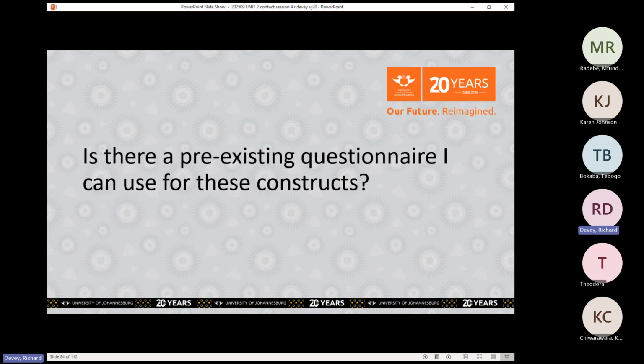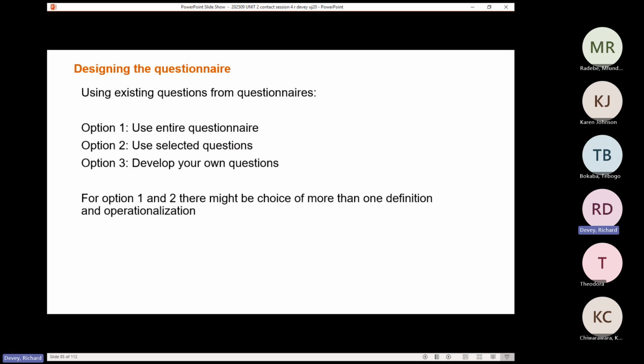Okay. So one of the questions the student needs to ask is, is there a pre-existing questionnaire that you can use? Because you don't want to reinvent the wheel if the wheel is already made. So when you're doing research and you want to use a questionnaire, you can either use an entire questionnaire that's been used before, or you can use selected questions from a questionnaire, or you can develop your own questions.